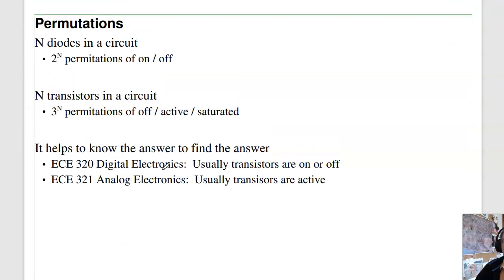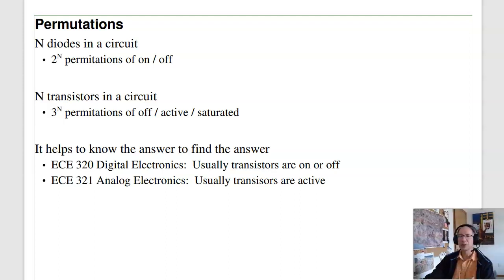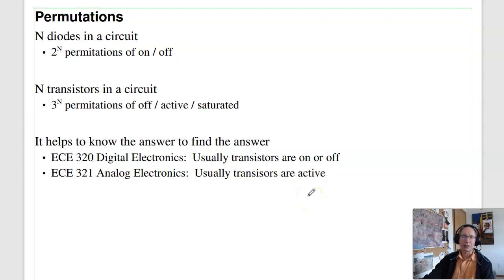Now, as I mentioned before, one of the annoying things about transistor circuits is there's a lot of combinations. With diode circuits, there are 2 to the n possible permutations you have to go through to analyze all possible on-off states. With the transistor, there are 3 to the n permutations, where n is the number of transistors. One way to help is if you can guess the right answer, you can kind of find the right answer. It helps to know the answer to find the answer. In digital electronics, usually the transistors are off or on. In analog electronics, usually the transistors are active. But if you don't know anything about the circuit, you're just kind of guessing.